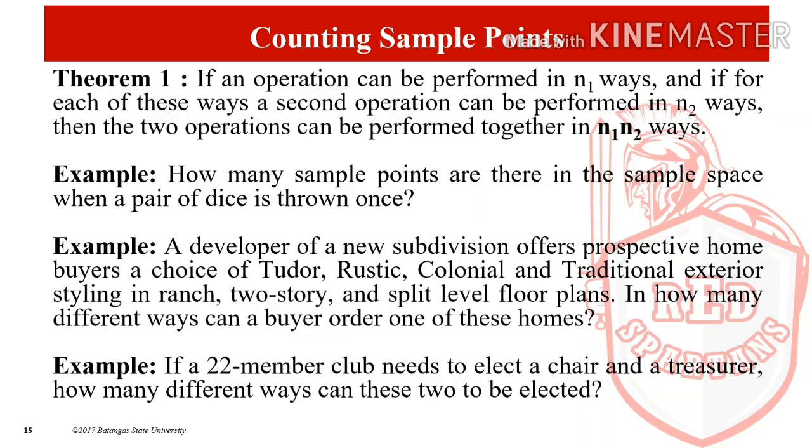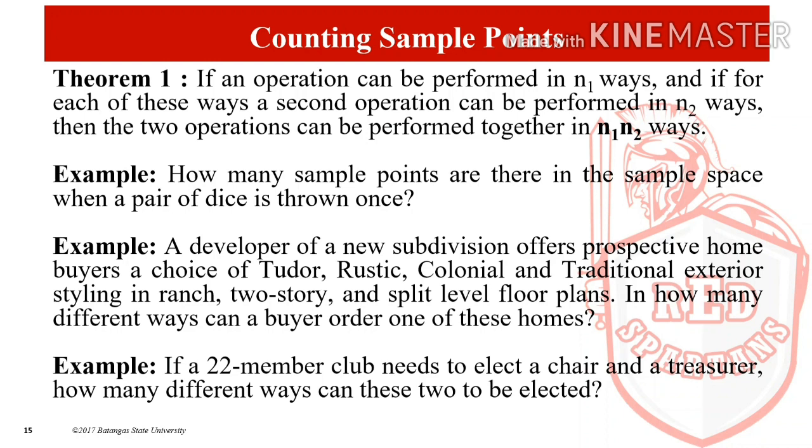So, proceed tayo sa counting sample points. So, for theorem number 1, if an operation can be performed in n sub 1 ways, and if for each of these ways, a second operation can be performed in n sub 2 ways, then the two operations can be performed together in n sub 1 times n sub 2 ways. So, madali lang yung sa ating theorem number 1. So, ang formula lang natin is n sub 1 multiply kay n sub 2 or the multiplicative rule.